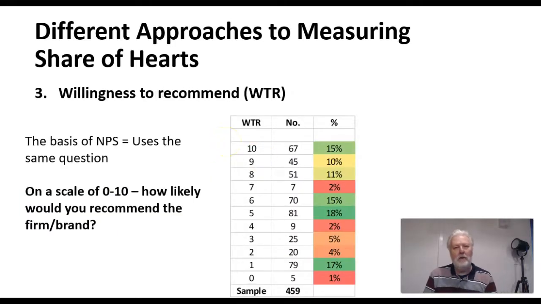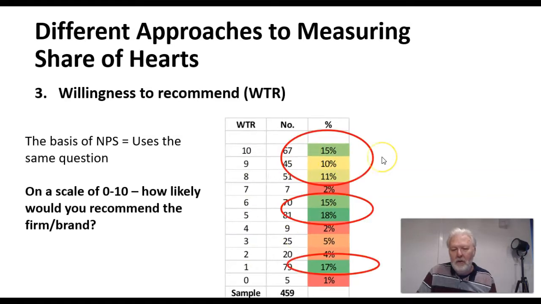Okay, the next one is willingness to recommend question. You probably know this now because of the Net Promoter Score. The Net Promoter Score will use the same question, but this is a metric or a survey question that was around prior to the invention of the Net Promoter Score in the early 2000s. And again, it just uses the scale of 0 to 10. Would you recommend the brand? So it's the same question. And the difference is instead of having one score for the Net Promoter Score, we've got a series of scores. So this is the number of people who responded to each number, and then we've got a percentage.